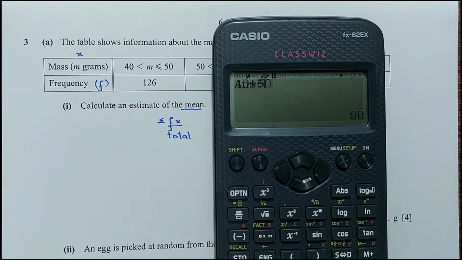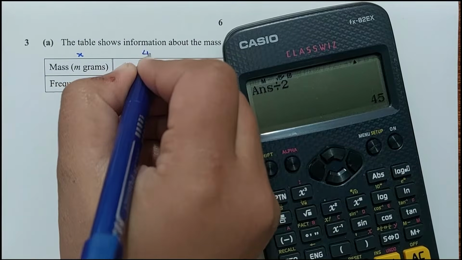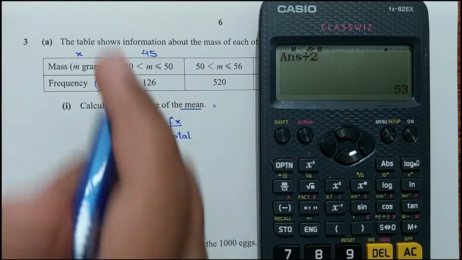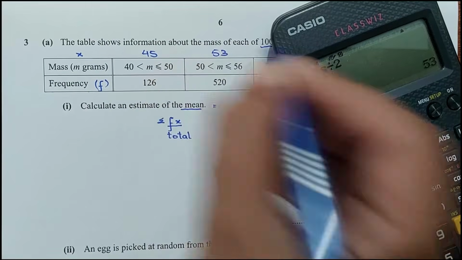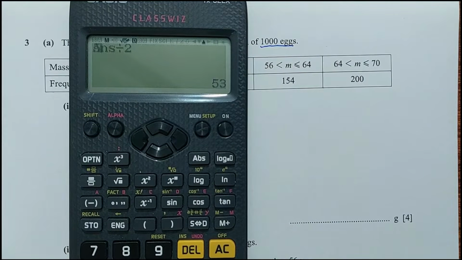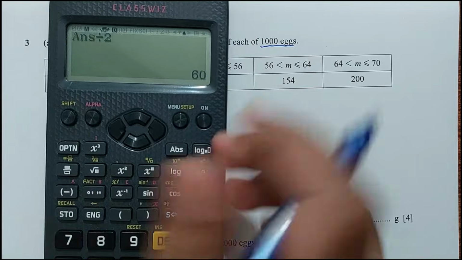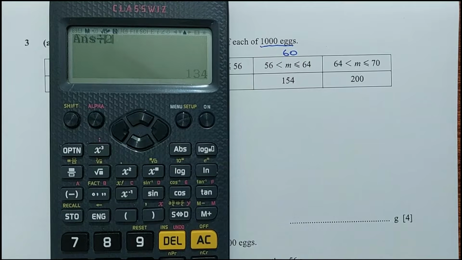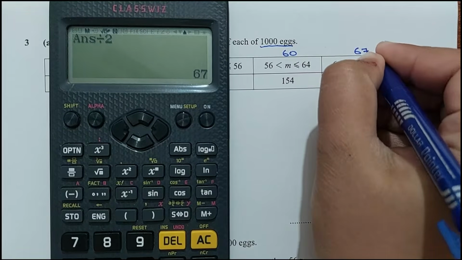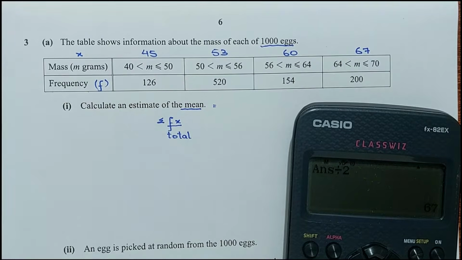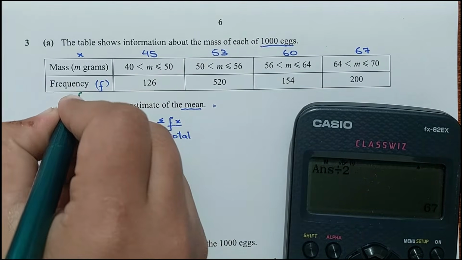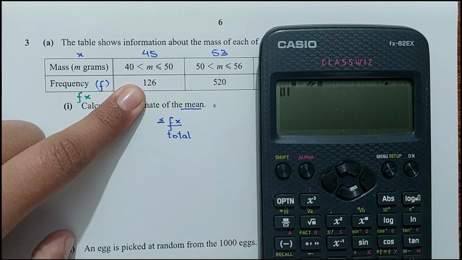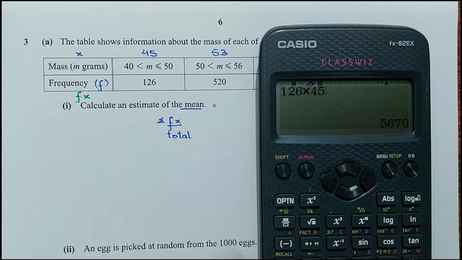40 plus 50 divided by 2 is 45, the midpoint here. 50 plus 56 divided by 2 is 53. 56 plus 64 divided by 2 is 60. And 64 plus 70 divided by 2 is 67. Right, now let me do the product. What is fx? Okay, f with x. So 126 times 45.